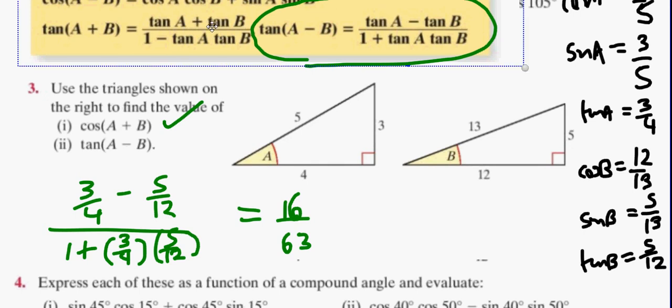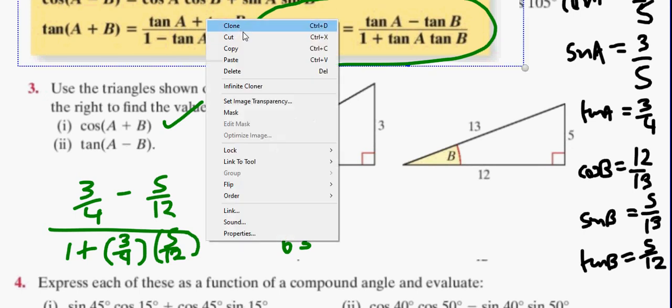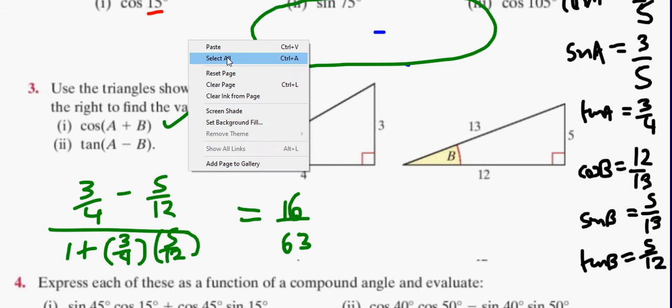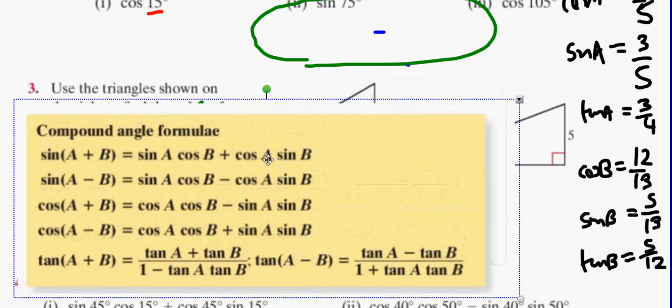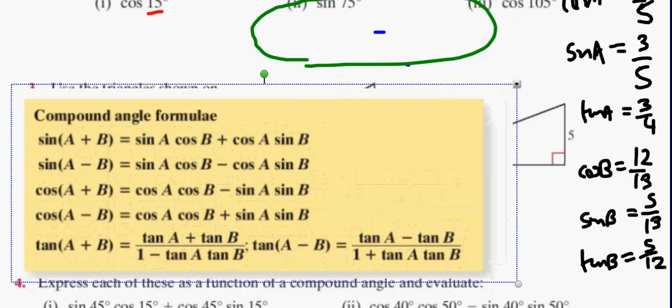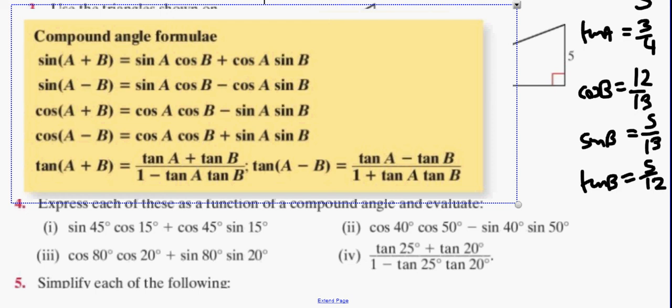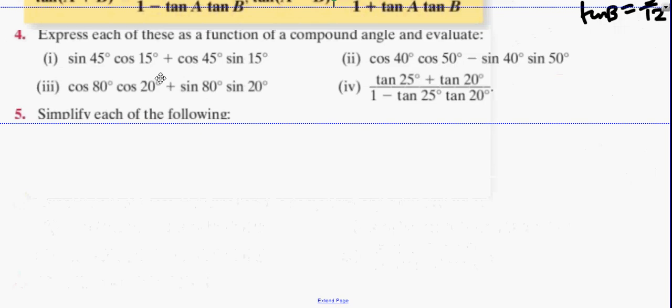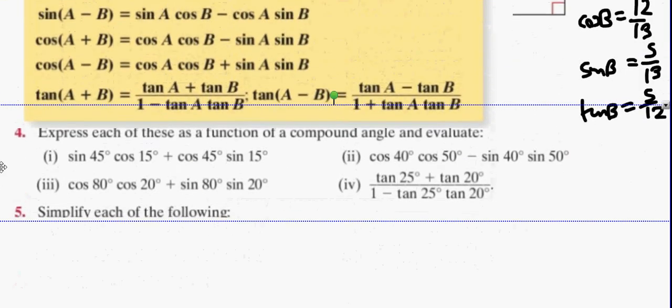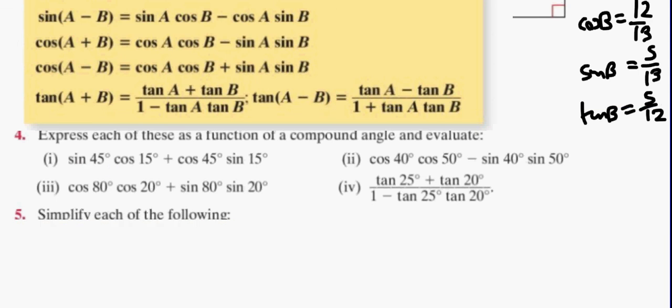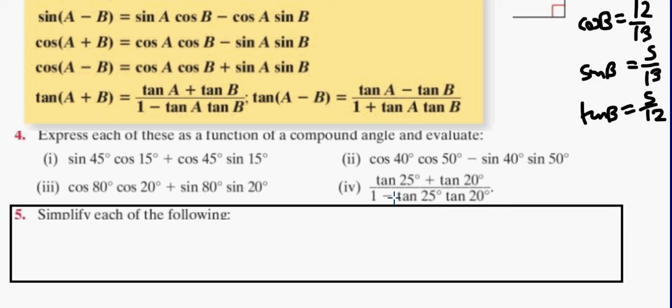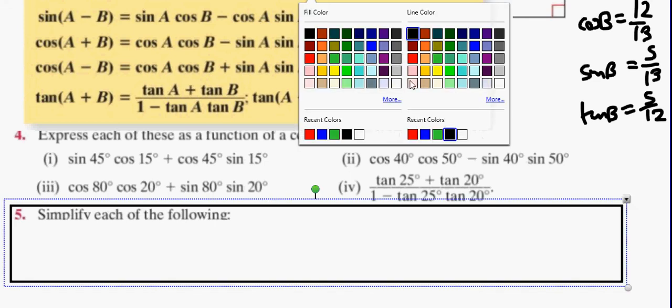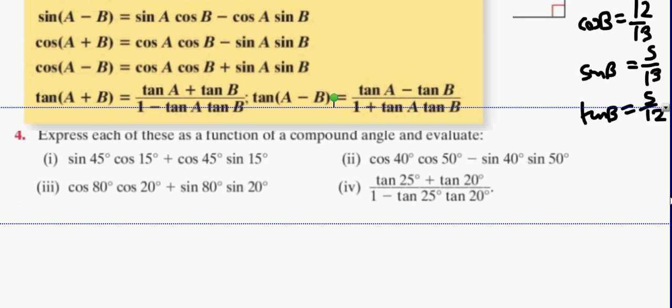If you look at question 4 really quickly, what you're looking to do is match the equation with which one you're using. So I'll give you an example. Can anybody tell me the answer for part 1? Would anybody have any idea which equation is getting used for part 1? What's the pattern? Sine cos plus cos sine.